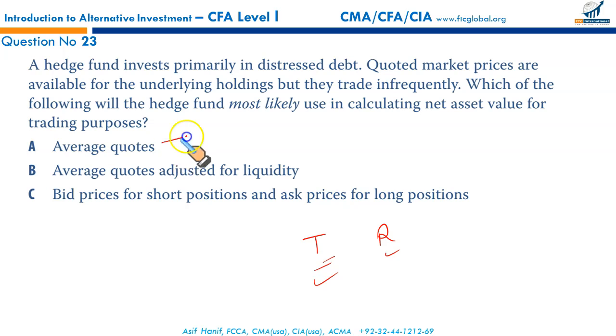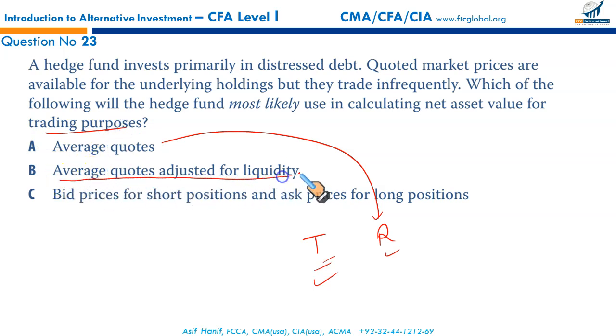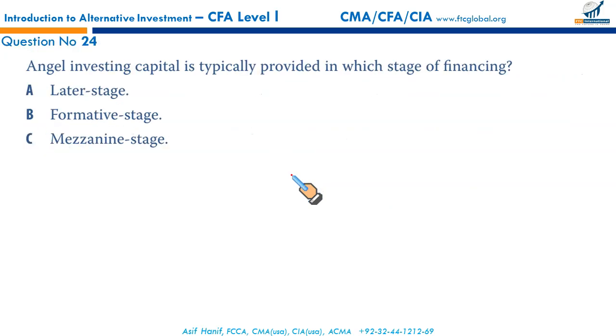So average costs are for reporting purposes, and for trading purposes we will use average costs adjusted for liquidity. That makes B the correct option.